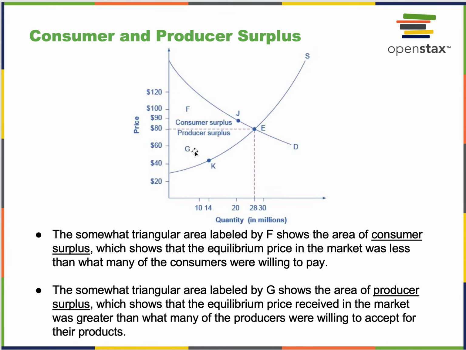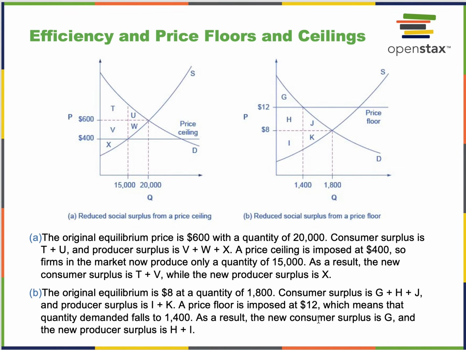So consumer surplus, producer surplus. The somewhat triangular area labeled F shows the area of consumer surplus, which shows the equilibrium price in the market was less than what consumers were willing to pay. Does that ever happen? Of course it does. The somewhat triangular area labeled G shows the area of producer surplus, which shows the equilibrium price received in the market was greater than what the producers were willing to accept for their product. So they get a surplus of money.